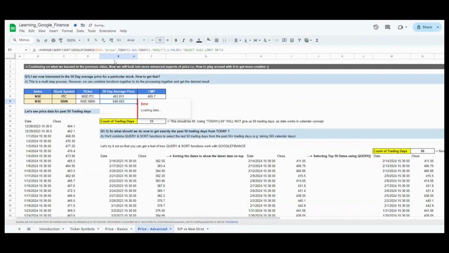So in one row, we can accumulate so much data just by using these functions. We start with Google Finance, then sort it, use a query, and then wrapping this query in an average function just gives us the average price that we're looking for. Now, just imagine you can put 10, 15 stocks that you trade or track every day or every week, and you can get the 50-day average price, 200-day average price, 100-day average price in one table itself, right? I hope this was useful.